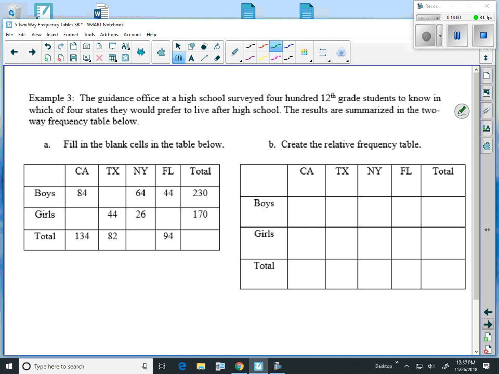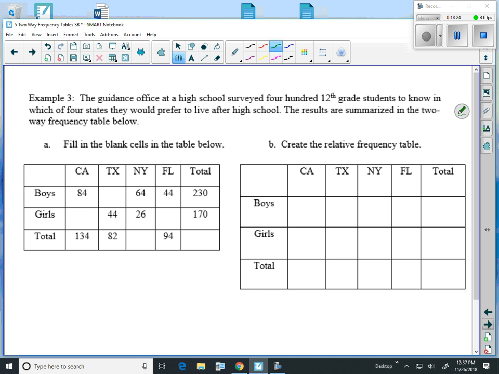Okay, example 3. The guidance office at a high school surveyed 400 12th grade students to know in which of 4 states they would prefer to live. I need to check, one of the other teachers makes this, and I need to read it to make sure. Okay, the results are summarized in the two-way frequency table.